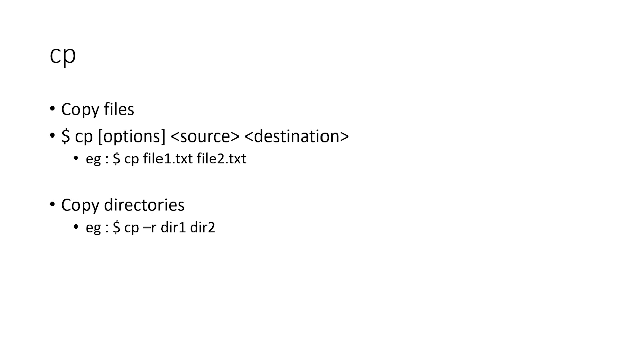cp is for copying files. So if we give cp source and destination, it will copy that particular file or directory from source to destination. If we want to copy directories, we have to give one option: cp -r.